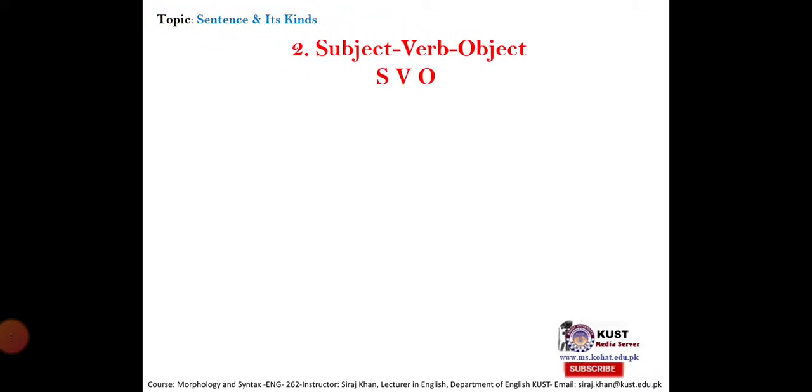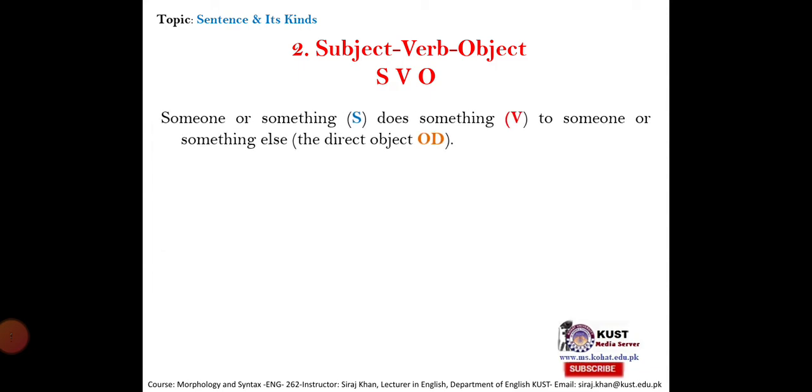Next pattern is subject, verb and object. A typical English language sentence where subject is followed by a verb and verb followed by an object. Subject is the doer of an action, verb is action itself, and object the receiver of an action. That is a typical sentence structure of English language.